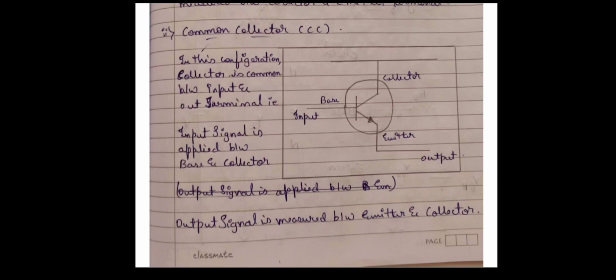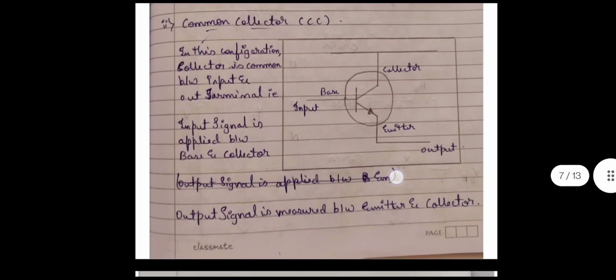As you can see, the collector terminal is made common between the input, that is base and collector, and the output terminal where the signal will be measured, which is also connected to the collector terminal, which is common to the base. And that's how the common collector configuration works.